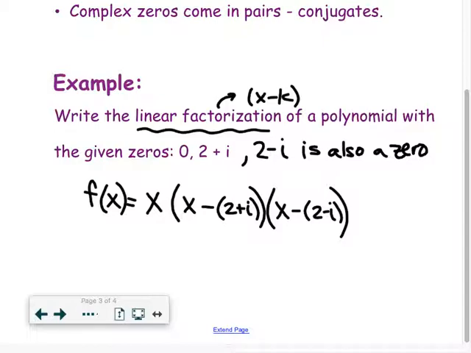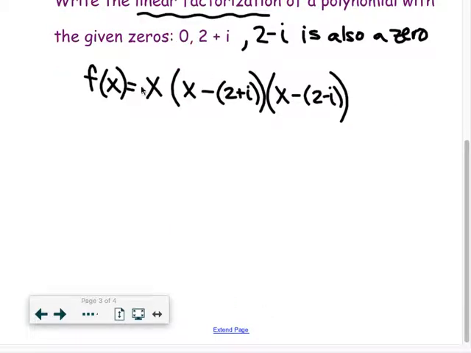So now this one is starting to look more like that one on the graphing packet that was blue, part C, where we had the irrational 1 plus or minus the square root of 3. So remember, this is the linear factorization. Maybe we should jot that down. Make a note to yourself. This is linear factorization.